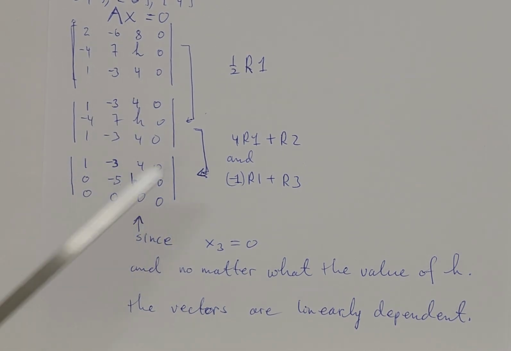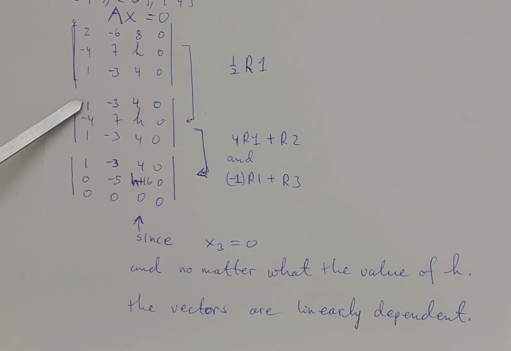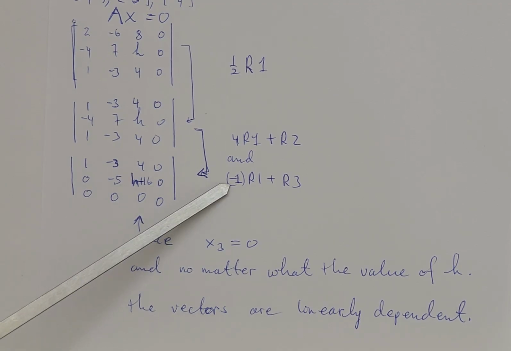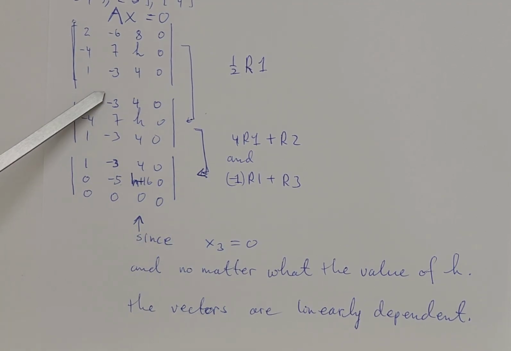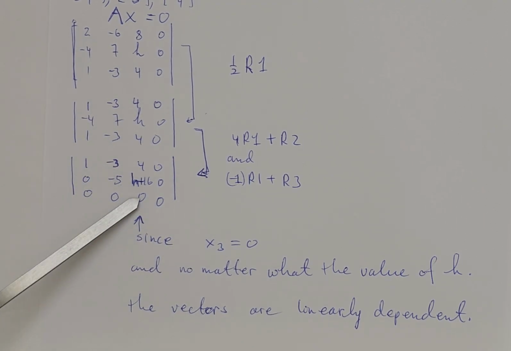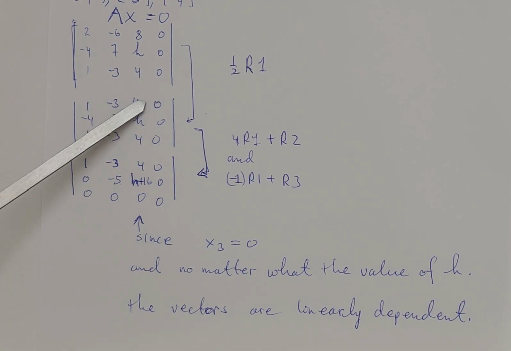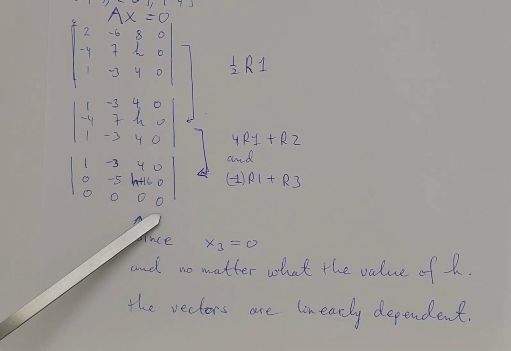One more time. Negative 1 times 1 gives me negative 1, and negative 1 plus 1 gives me this 0. Negative 1 times negative 3 is positive 3, subtract 3 gives 0. Negative 1 times 4 is negative 4, plus 4 gives me this 0. Negative 1 times 0 is 0, and 0 plus 0 is this 0.